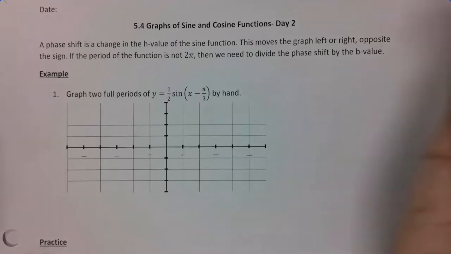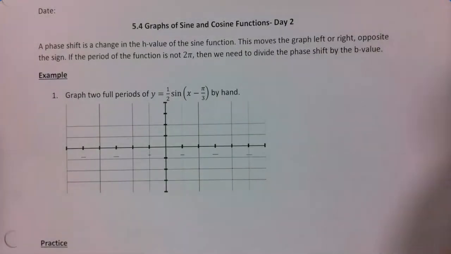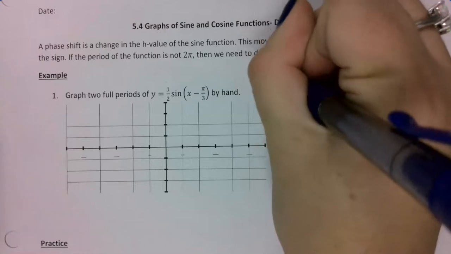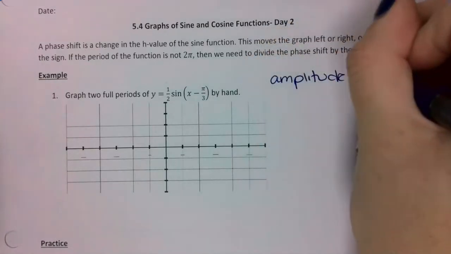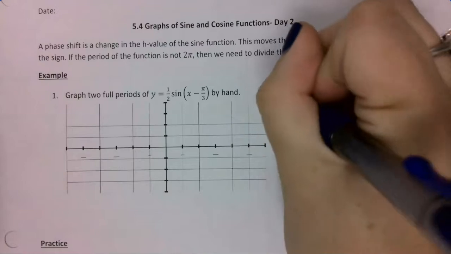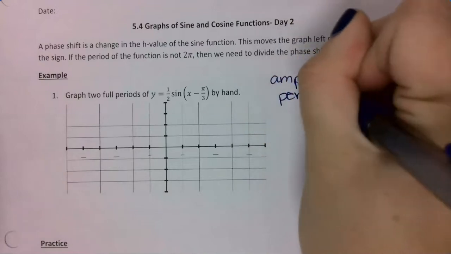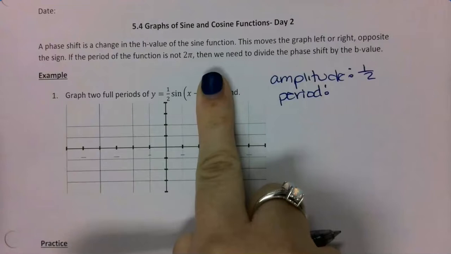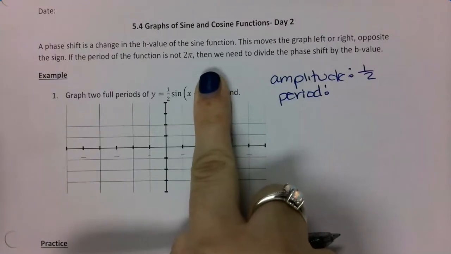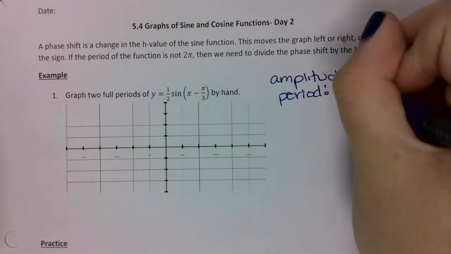So what is my amplitude here? What about my period? Is there anything in front of my x? No. So it's just going to be a standard period of 2 pi.